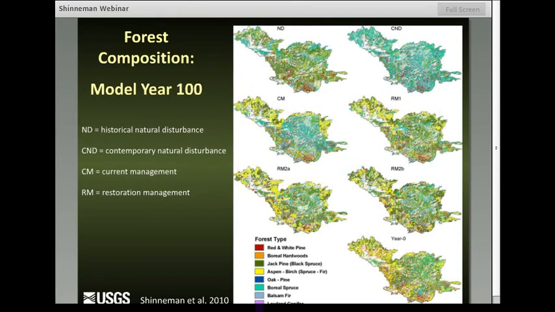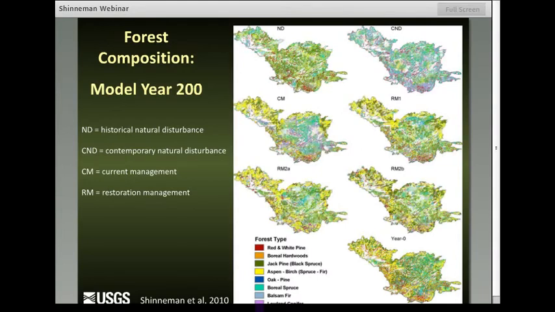At year 100, those trends continue. You can see that the current management scenario is looking increasingly bifurcated in the sense that much more late successional forests in the park and wilderness areas and much younger forests or aspen-dominated forests outside of those areas.